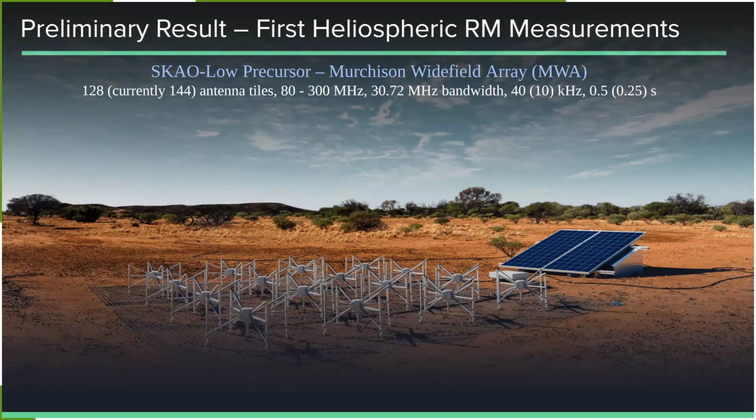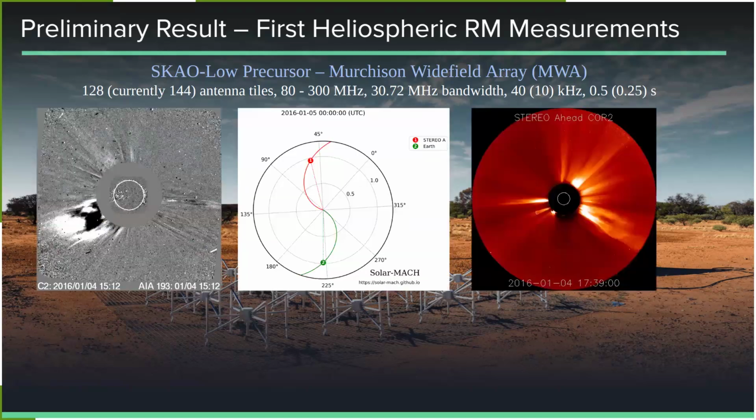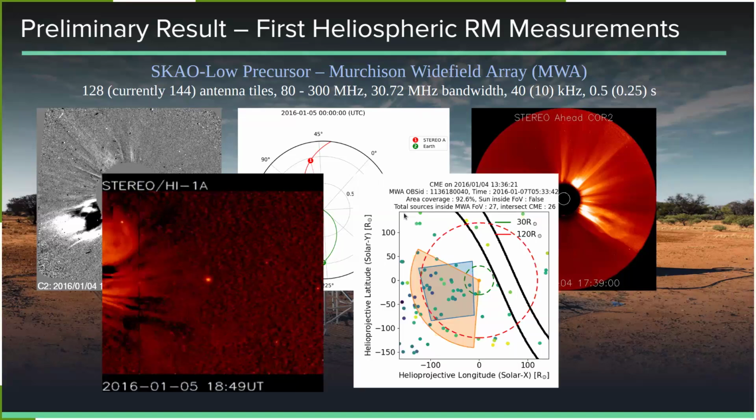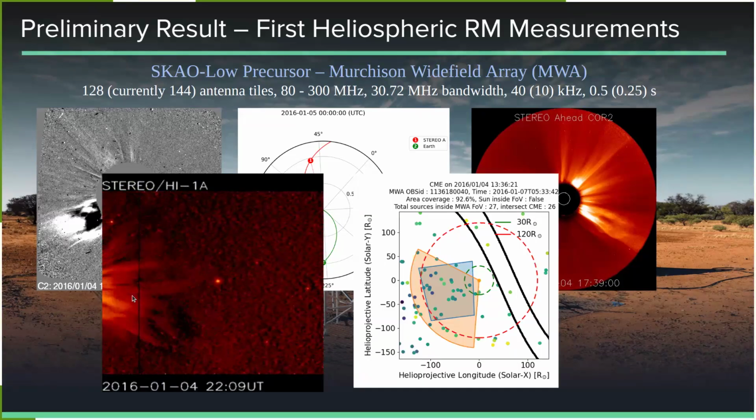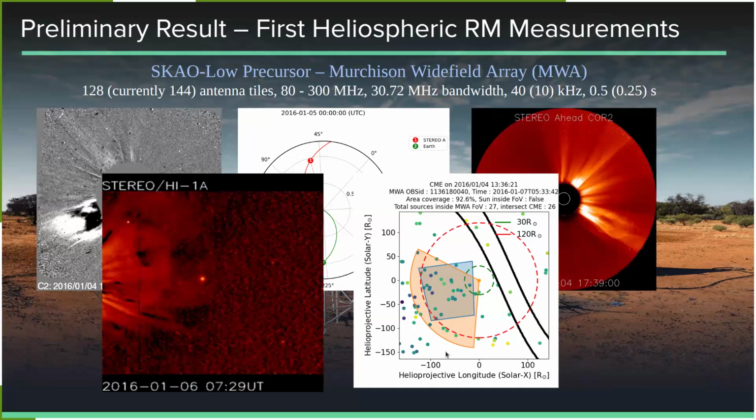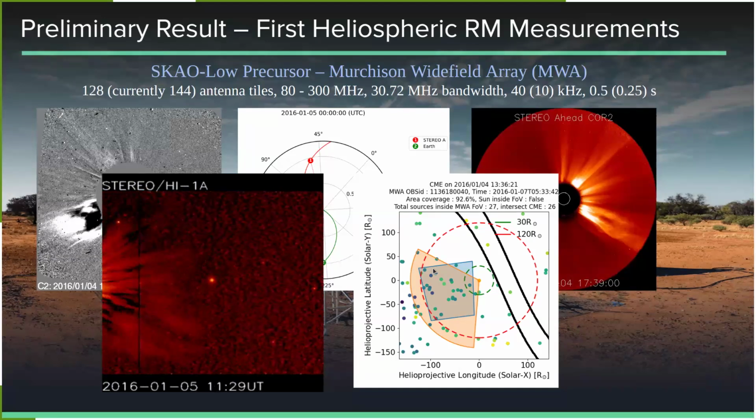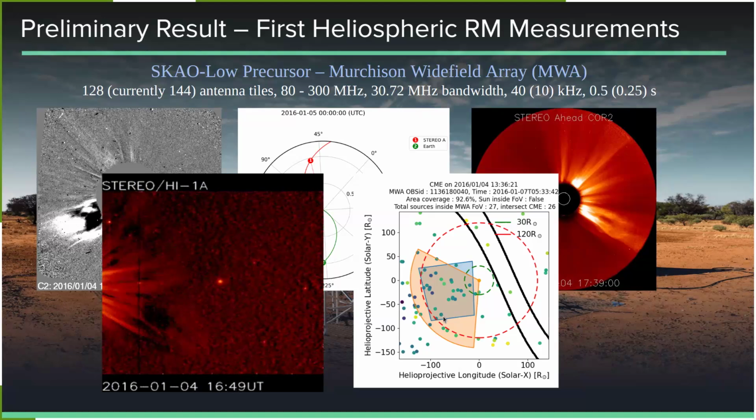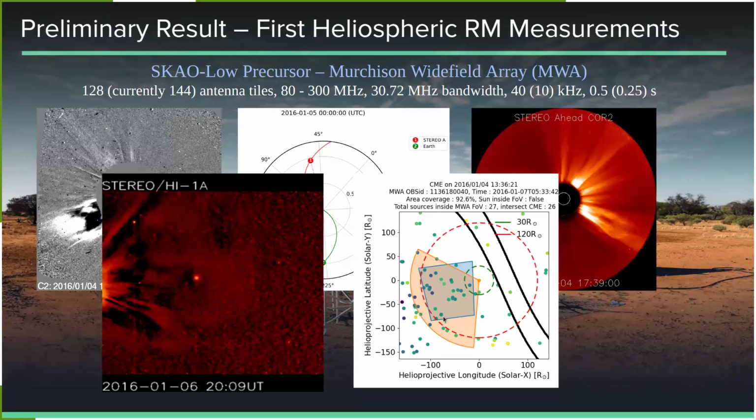And this instrument is, as the name suggests, a wide field of view instrument, about 30 degrees cross 30 degree field of view, and it's operated at 80 to 300 megahertz. This is an example of a CME event, which was observed both using LASCO and STEREO from the opposite side of the Earth, and the STEREO heliospheric imagers can also observe this. And in this figure, the bottom right figure here, the orange shaded region is the CME, and the blue shaded region shows the field of view of the MWA during that time.